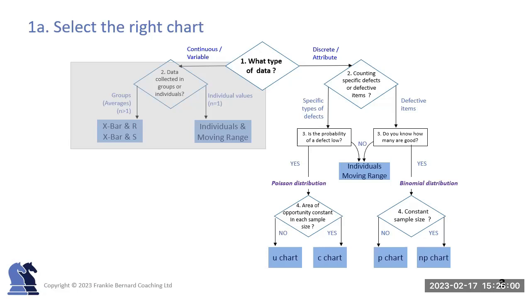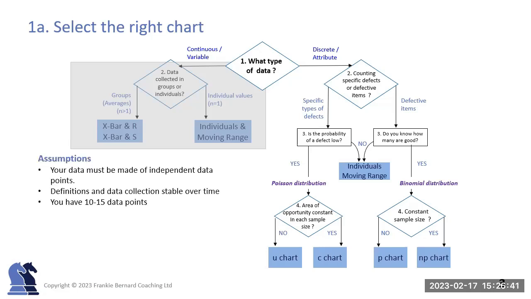Now, if you are in a situation where either the probability of defect is not low, or you don't know the total population of your non-defective or the other side, whichever you decide to plot, then you effectively just need to use an individuals moving range chart. This is a situation where you're plotting data which, based on the number of data points you have, lets you use the central limit theorem and approximate your data as normally distributed, and therefore use the IMR. Okay, there are some caveats on that, but that's the essence of it.